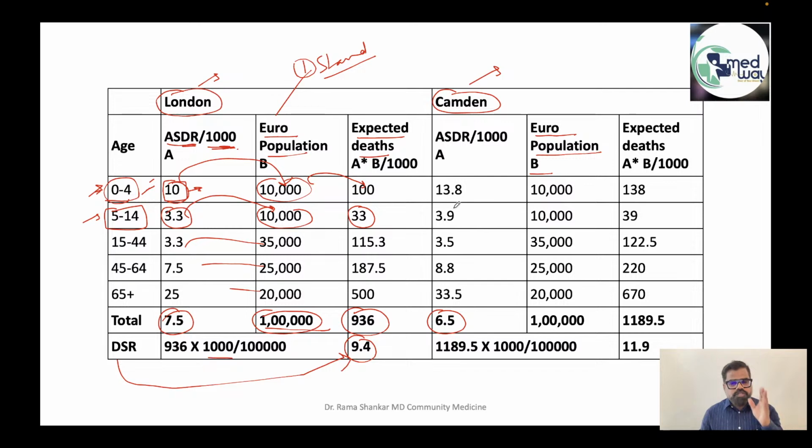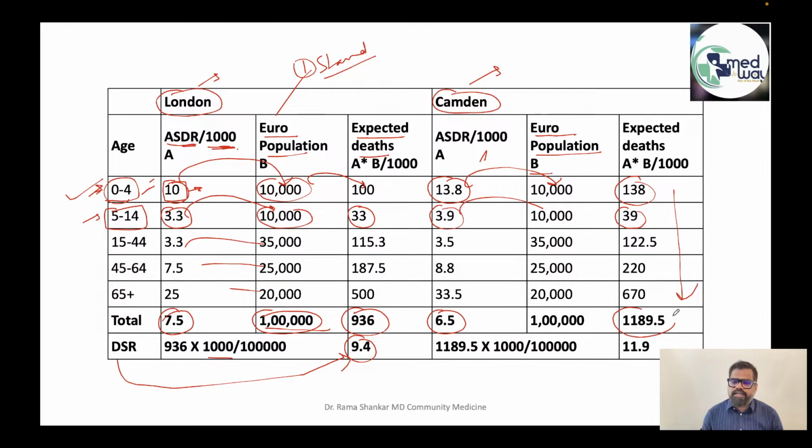Students, we have to do the same thing for Camden. I'll do 1 or 2 for you. So in the 0 to 4 year age group, 13.8 kids are dying in 1,000 population. How many will die in 10,000? So it is 138. 3.9 kids are dying in the 5 to 14 years age group. How many will die in 10,000? It is 39. So expected death we are calculating for Camden also.